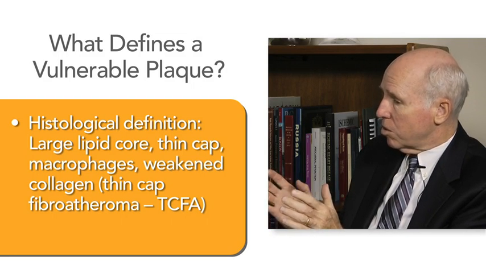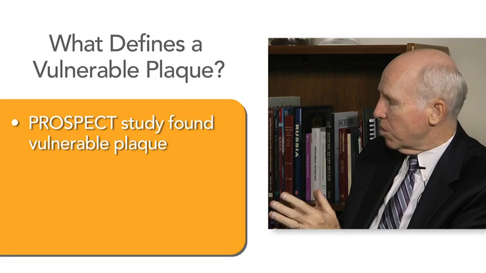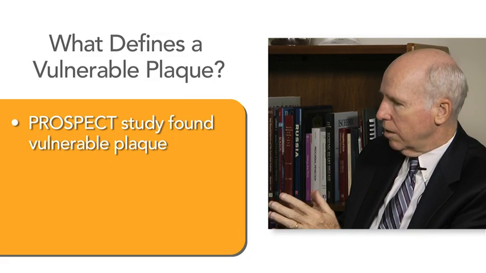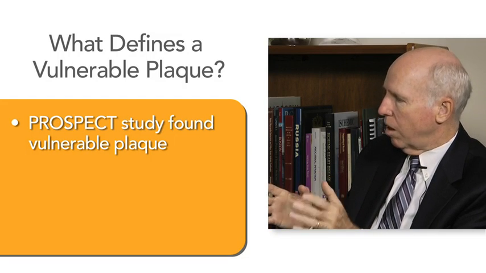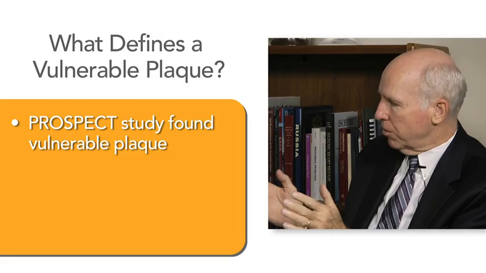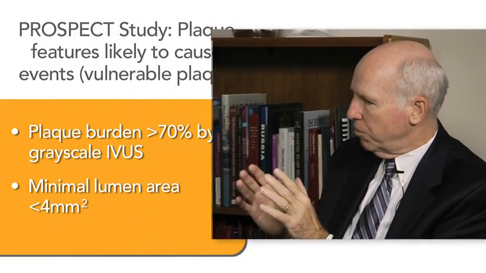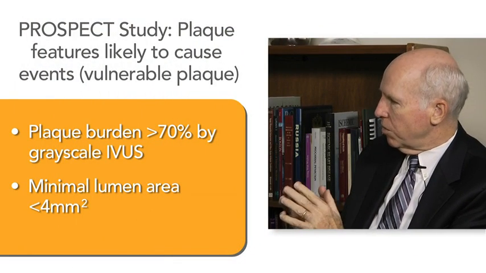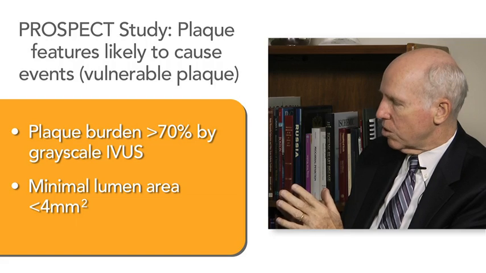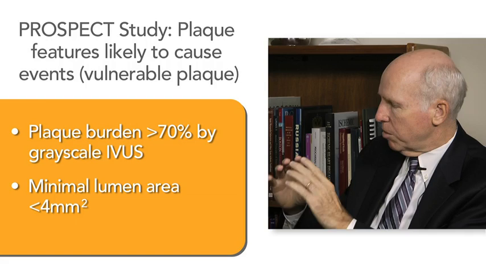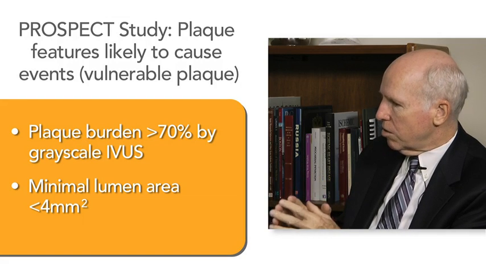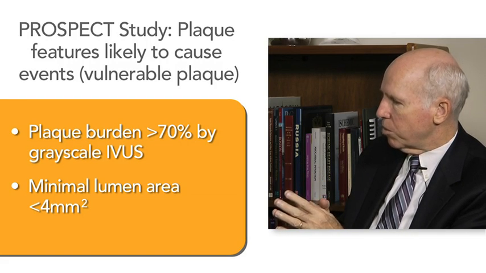Now, there's been some marvelous progress with the PROSPECT trial. You know that quite well. 697 patients, they all got measured with grayscale IVUS and with VH and followed for 3.4 years. And that study actually found vulnerable plaques. It found plaques with certain features that were much more likely to cause events. So I think that study was a real success. The features were grayscale IVUS, plaque burden greater than 70%, minimal lumen area less than 4 millimeters squared. These were very strong predictors.